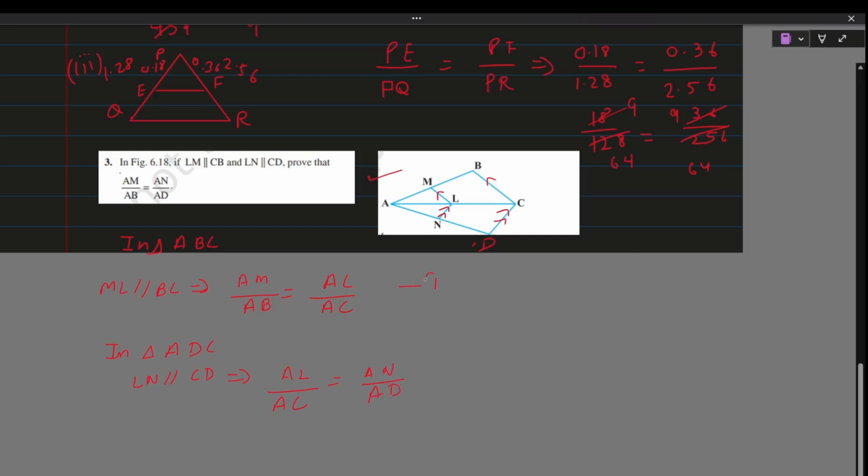If we look at these two equations 1 and 2, from here if you observe AL by AC is equal to AM by AB, and AL by AC is also equal to AN by AD. So from here we can say that AM by AB will be equal to AN by AD.